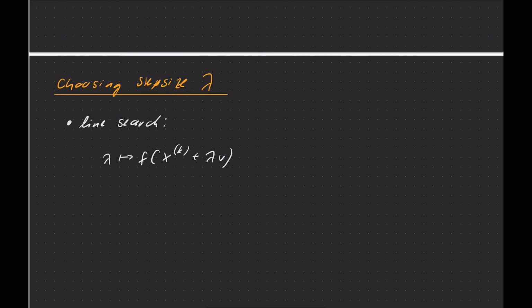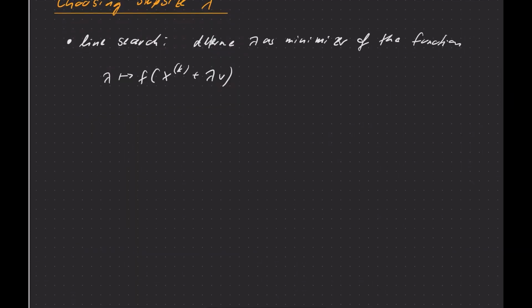Okay? So what we do is determine lambda as minimizer of this function here. That's probably the best that you can do, but of course it involves some degree of computation. You have to actually determine that minimum, and that is some work that's involved here, especially if f is costly to evaluate. So in some cases, a quick heuristic might actually be the better choice.